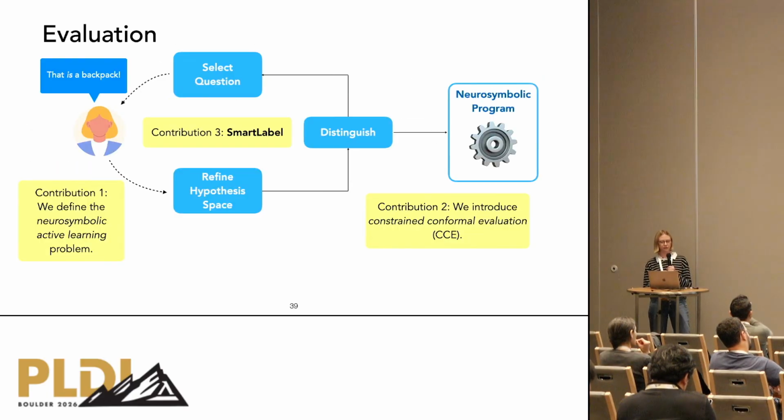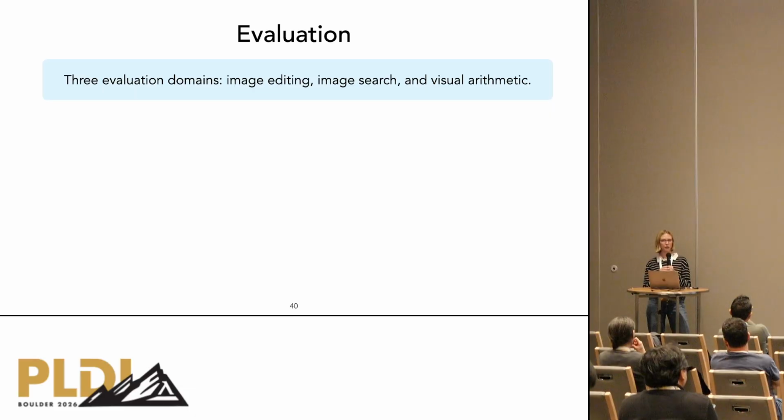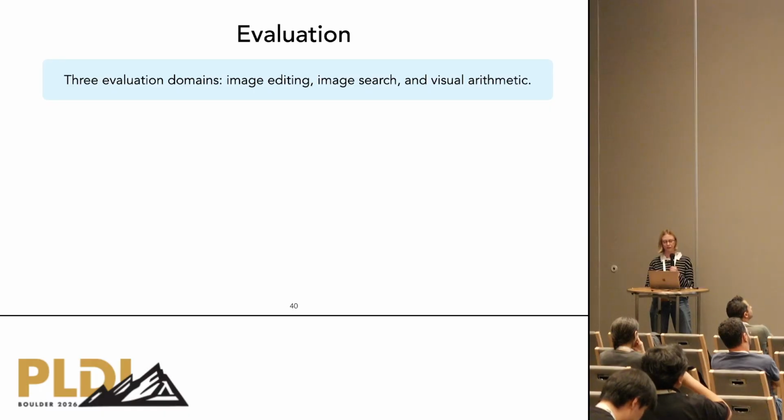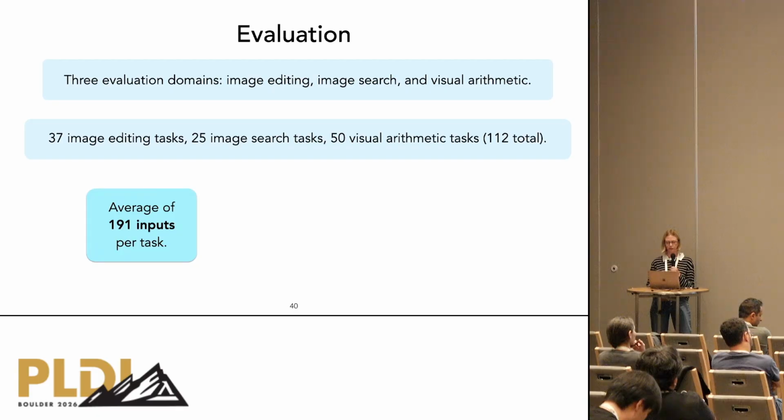So now that I've discussed the core technical contributions of our approach, I'll share some details of our evaluation. We evaluated our tool SmartLabel on 3 neurosymbolic domains: image editing, image search, and the visual arithmetic domain that we've been looking at. In total, we evaluated 112 synthesis tasks. Each task included a fixed input space, question space, and hypothesis space of programs. Across domains, tasks contained roughly 200 inputs and 800 questions on average.